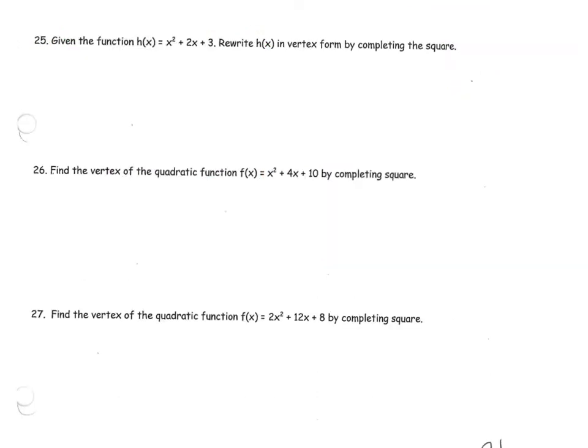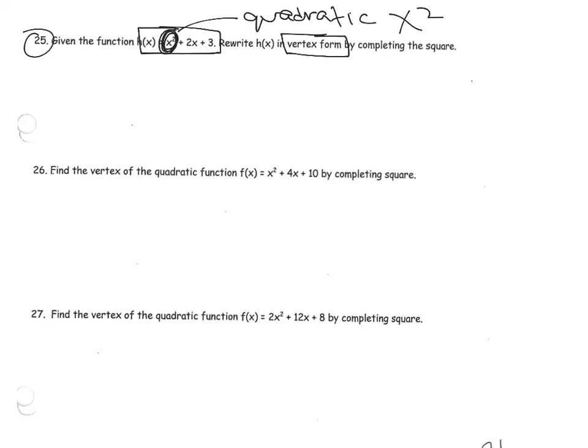All right, so let's take a look at question 25 and 26. Again, we're just getting more practice here. For 25, given this quadratic equation, it's a quadratic because of the x squared. That's what makes it quadratic. You guys got to know that. We want to write this in vertex form by completing the square. So vertex form means add and subtract on the same side of that equal sign. Okay? All right, so let's get started.